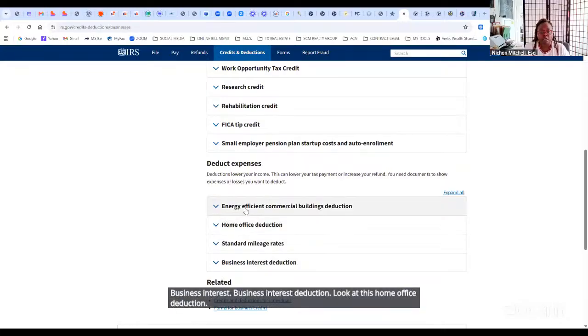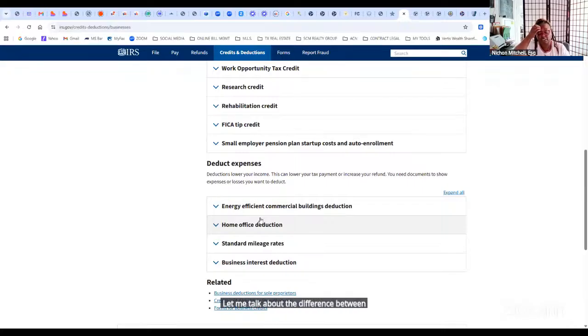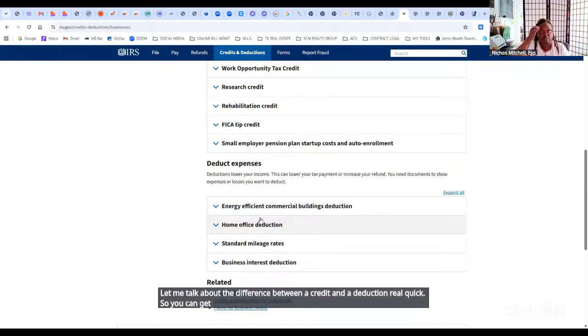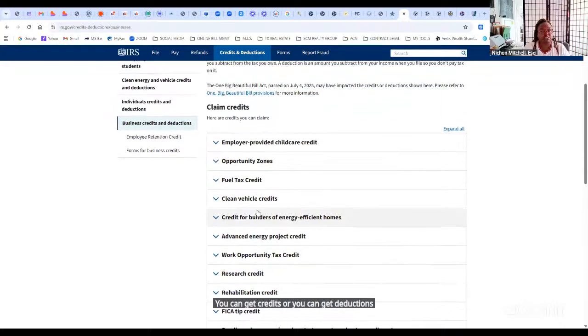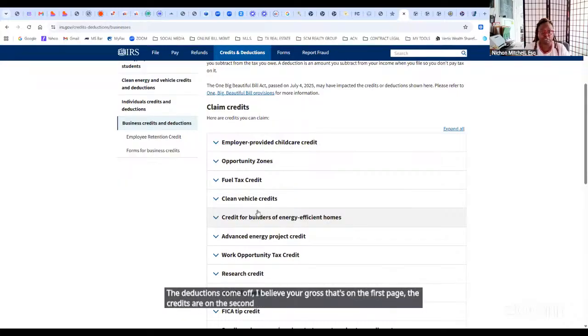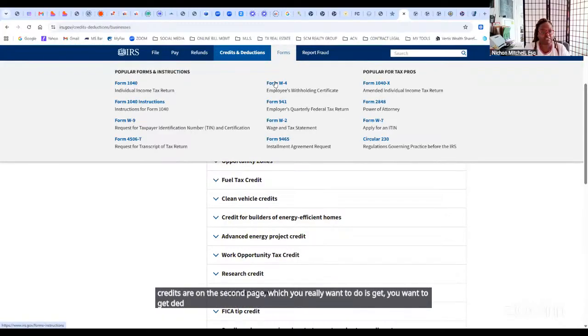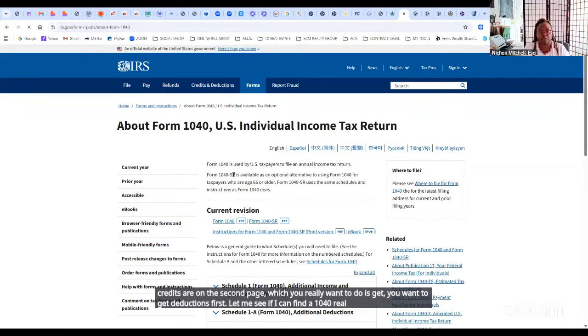Check it out. Let me talk about the difference between a credit and a deduction real quick. You can get credits or you can get deductions off. The deductions come off, I believe, your gross that's on the first page. The credits are on the second page. What you really want to do is you want to get deductions first. Let me see if I can find a 1040 real quick. Let's pull it up. Ooh, Form 1040.